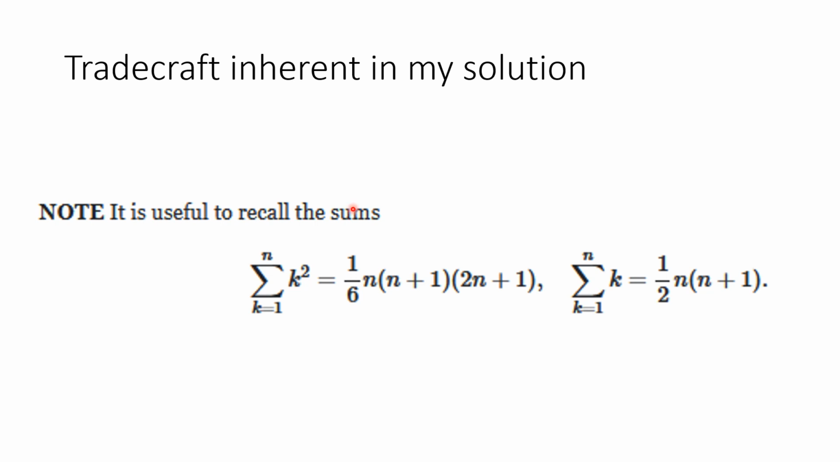And inherent in my solution was recalling these things, and this is part of the tradecraft that engineers and mathematicians should have. So the summation of the squares is this, and the summation of k is this. And I actually used an additional piece of tradecraft: if you add 1 to itself n times, you get n.